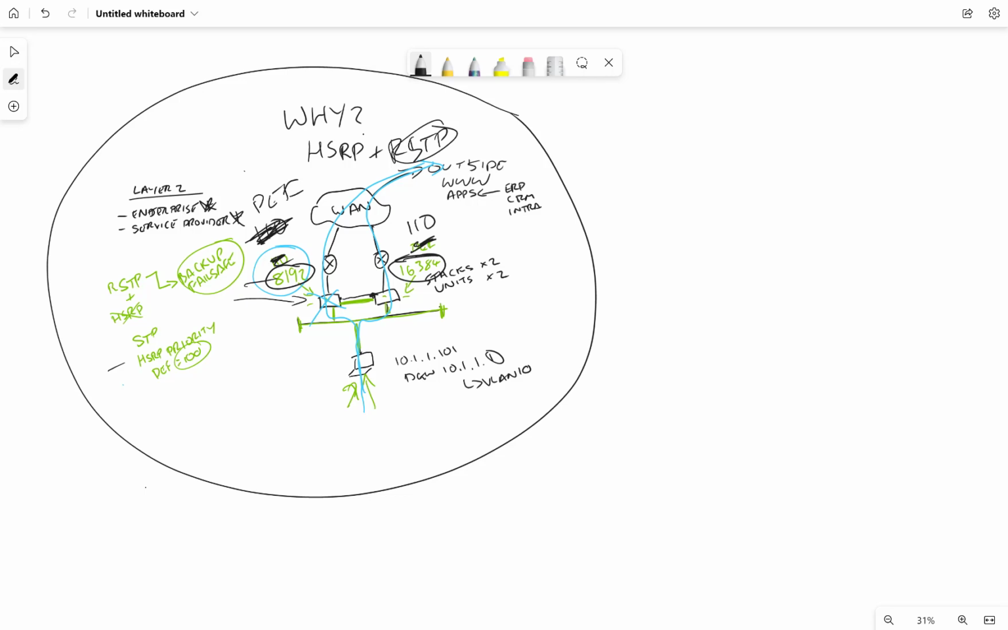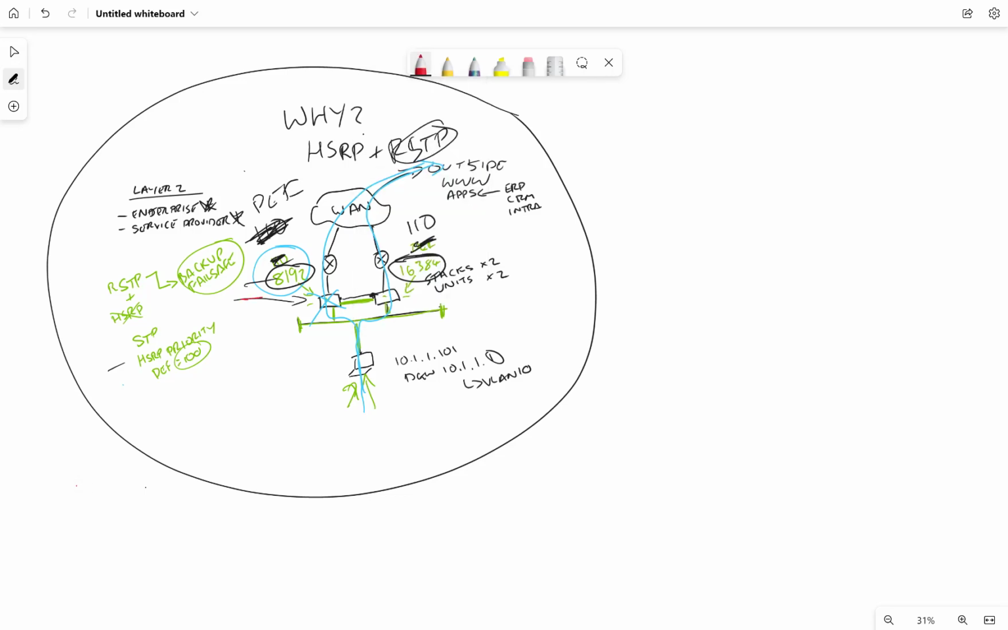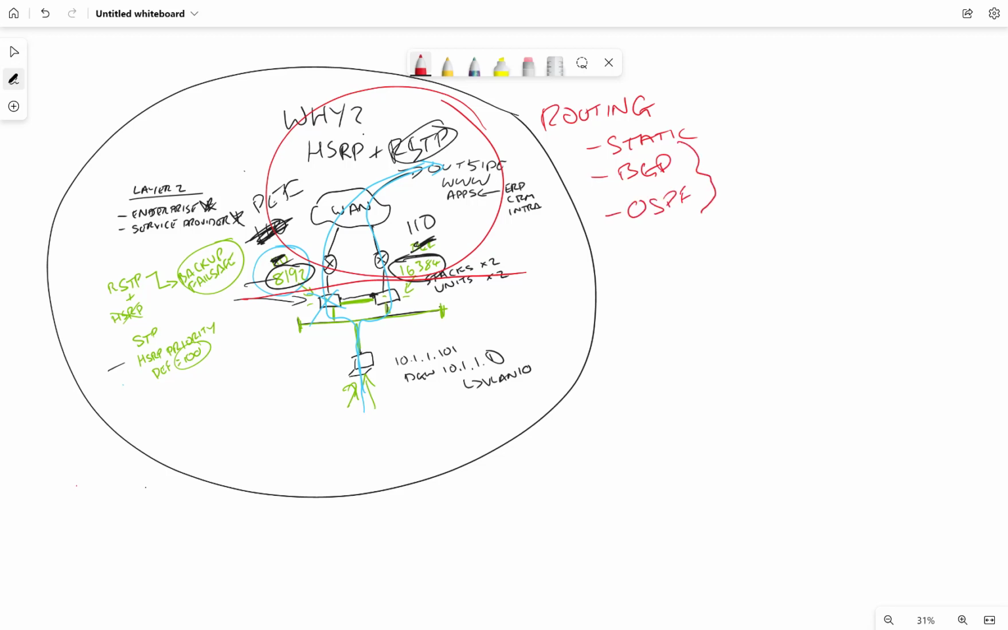In addition to that, that's only a small part of what would then actually happen if we are to highlight in red. Once we get past this line of demarcation, if that's the layer 3, what happens here? And when I say what happens here, in respect to routing, is it static? Is it BGP? Is it OSPF? Is it a mix of these? There are so many different iterations in this tiny little topology.